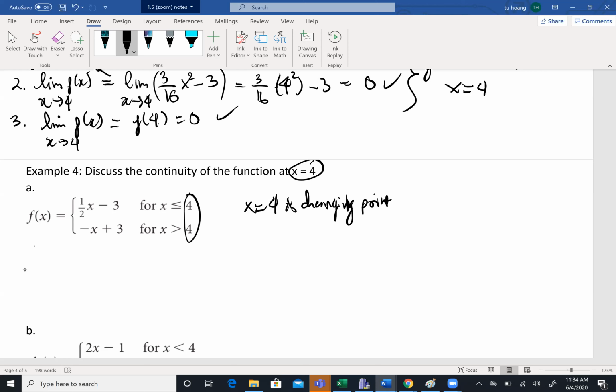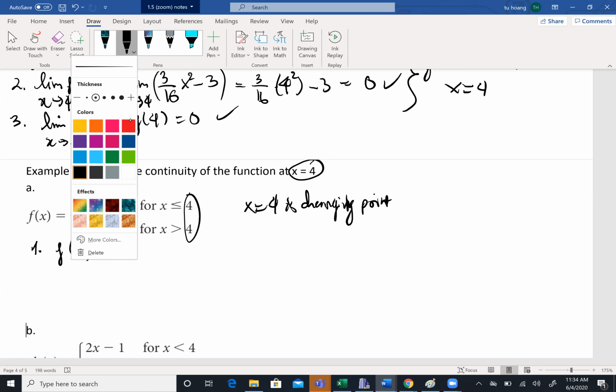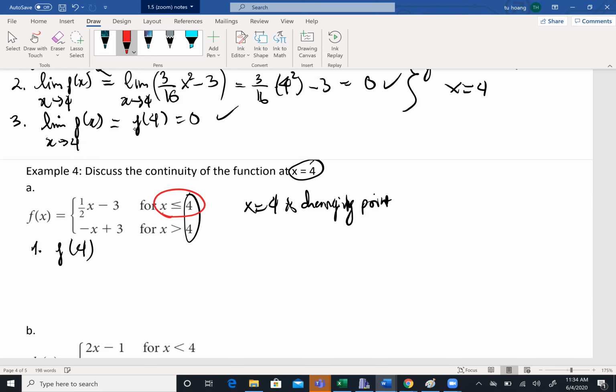So let's check condition number 1, f of 4. What is that equal to? Since f of 4 means x equal to 4, you have to check the first part here, because x equal to 4 is inside of this interval. So you apply 4 into here. I have 1/2 times 4 minus 3. You have 4 divided by 2 is 2, minus 3 equals -1. Okay, and this is defined.